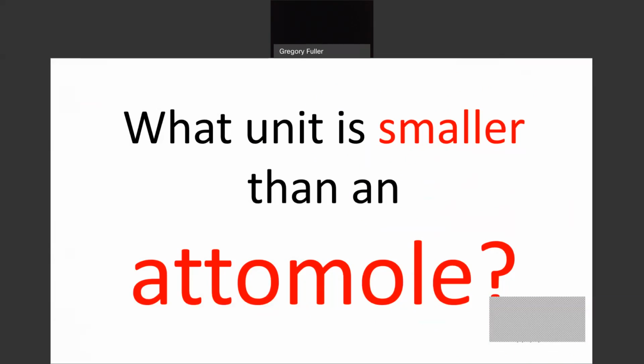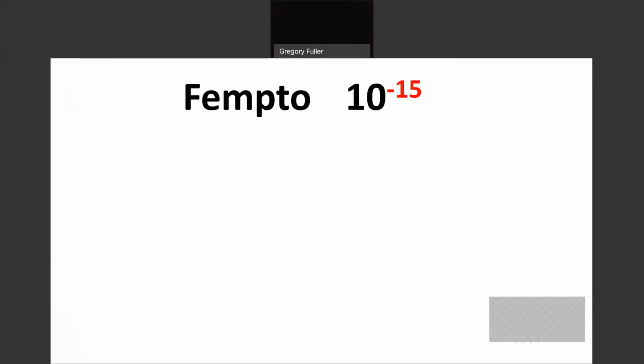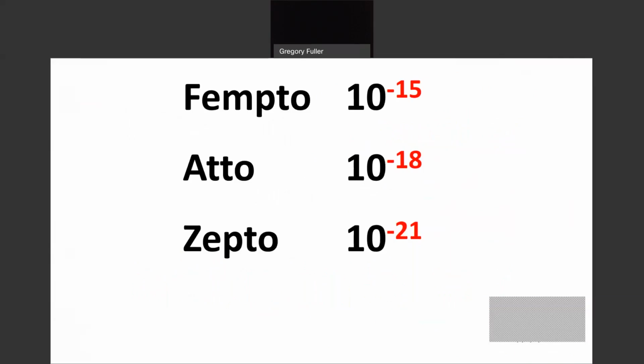Anybody know? Here we go. Okay, good. Yes, it's a femtomole. That's 10 to the minus 15. Then the attomole, I'm sorry, we're starting with femtomole. I started with femtomole because I said, did another diagnosis cross your mind for a femtosecond, correct? So I started with 10 to the minus 15, femto, then atto. All right, what's next? Zepto.